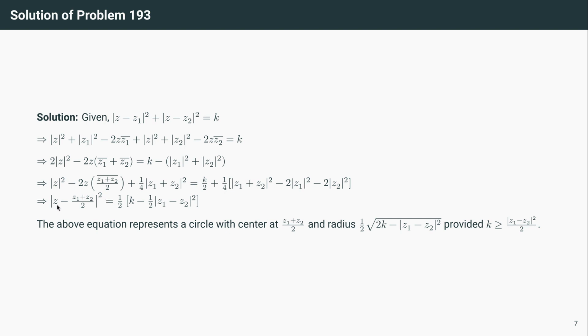So this becomes mod z minus (z1 plus z2) by 2 square is equal to half of k minus 1 by 2 mod z1 minus z2 square. Now you can see that this equation represents a circle with center at (z1 plus z2) by 2 and radius 1 by 2 square root of 2k minus mod z1 minus z2 square. But the radius has to be positive, so 2k should be greater than mod z1 minus z2 square, that is k greater than or equal to mod z1 minus z2 square by 2.